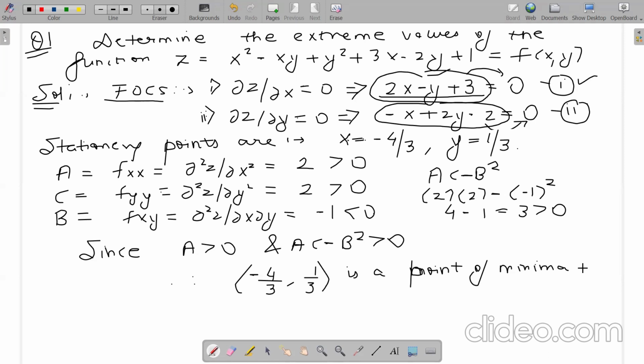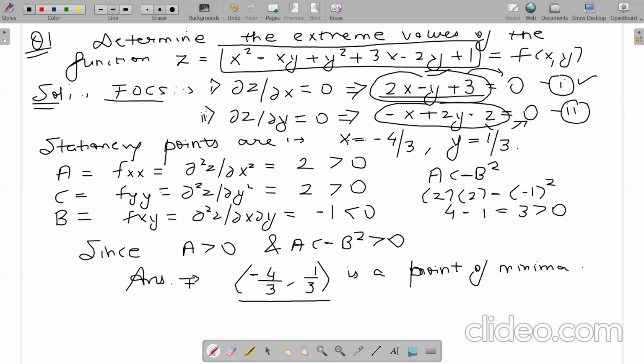And if someone asks you to find the minimum value, just plug -4/3 and 1/3 in this equation. That is going to give you the minimum value of the function. Okay, so this is our answer. We have classified the stationary point (-4/3, 1/3) as a point of minimum.